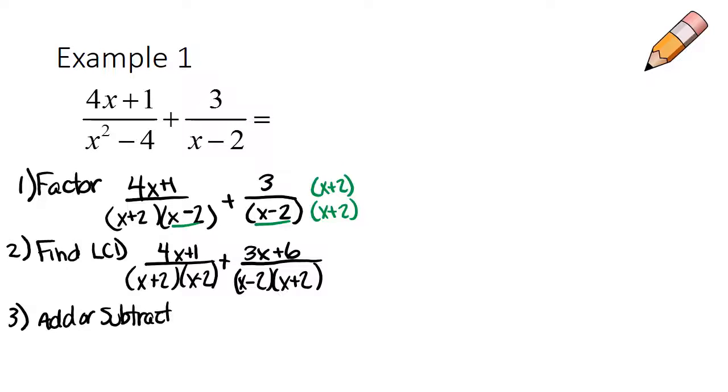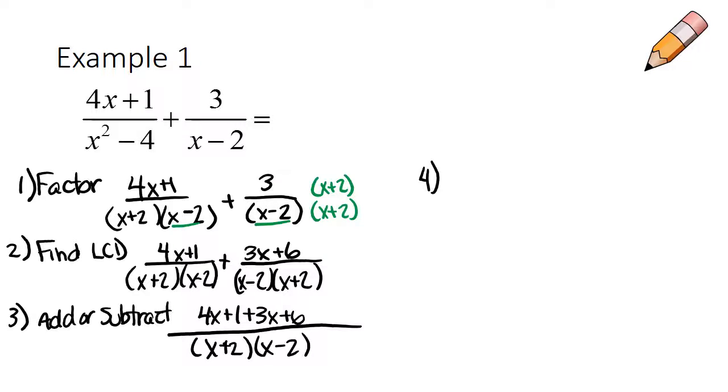So in my numerator, I have 4x plus 1 plus 3x plus 6. Since it's addition, we don't have to distribute any negatives. All over my common denominator that I just bring over and put under everything. Step 4, let's simplify. If I look at my numerator, I have like terms. I have a 4x and a 3x, which gives me a 7x. I have 1 plus 6, which gives me 7. I'm going to bring down my common denominator.